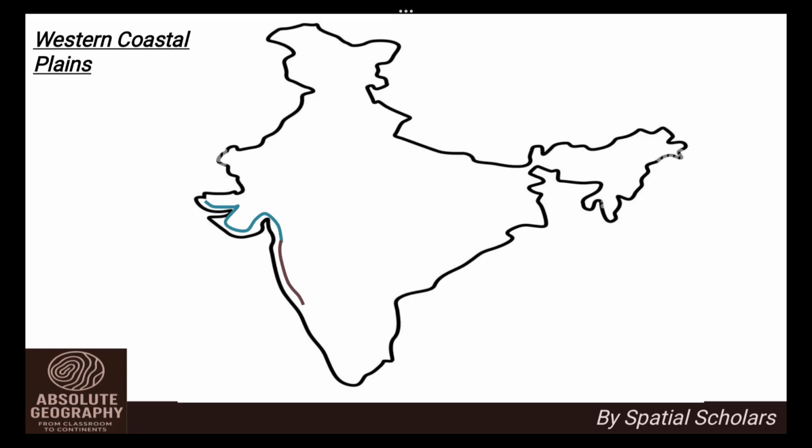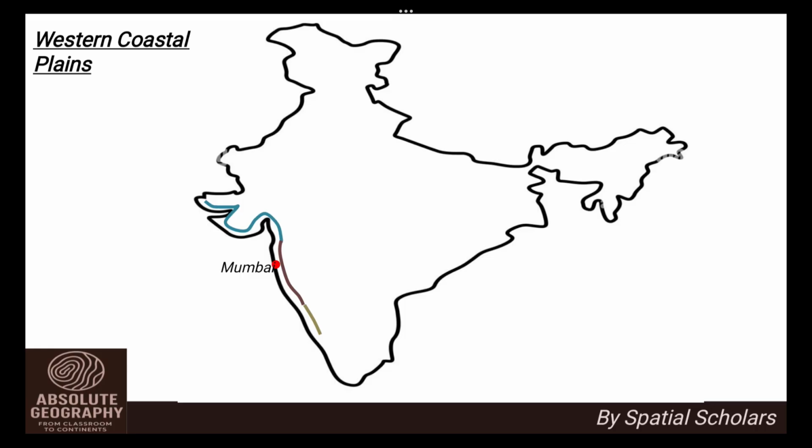Moving south, we enter the Konkan coast. It stretches from Daman to Goa. This coastline is rugged and rocky with numerous creeks and beautiful sandy beaches. It is also home to Mumbai, India's financial capital and one of the country's busiest natural harbors.